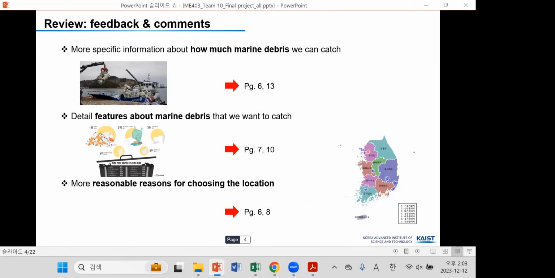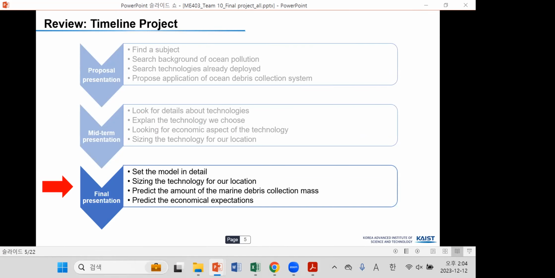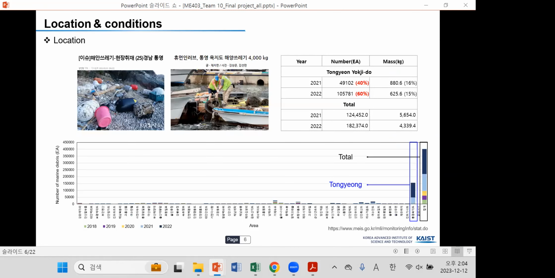And this is the feedback and the comments from the previous presentation. To answer each comment, we added related information to those specific pages. And if you look at the timeline of our project, we wanted to focus on those things in the final presentation. Then I want to talk about the location first, because we got comments from the previous presentation saying that we need to precisely select the location to effectively remove the marine debris.